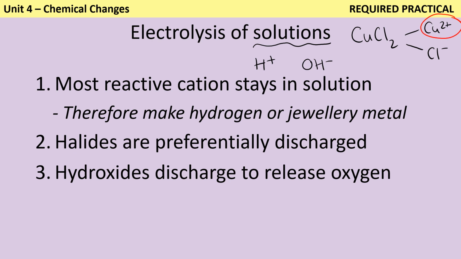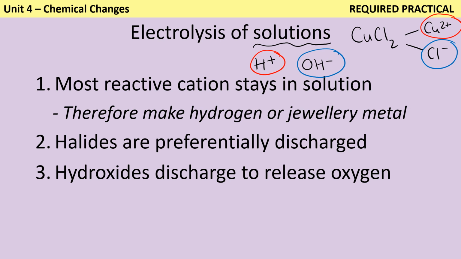So the positive copper ions and the positive hydrogen ions will both move to the negative electrode, and then likewise the negative chloride ions and the negative hydroxide ions will both move to the positive electrode. But only one of each of these ions is discharged, and therefore we only have one product at each electrode, and the remaining products stay in solution.